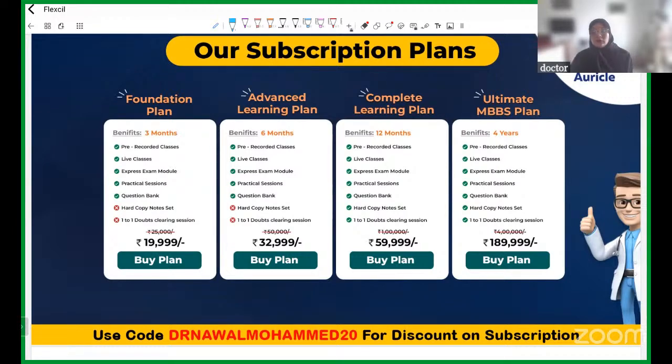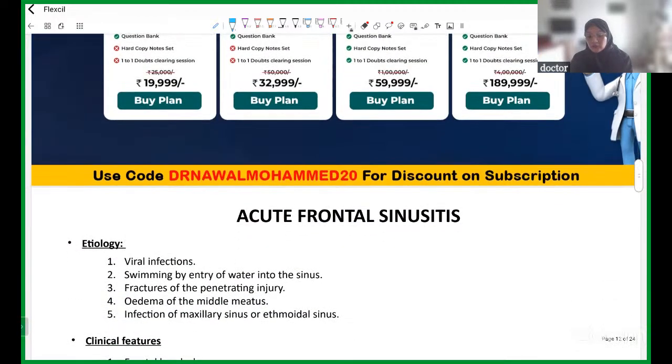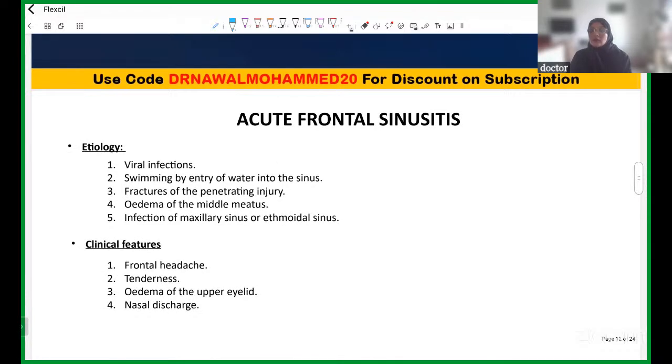Okay, all right. Now let's start. So today's topic, let's start from acute frontal sinusitis. Now, acute frontal sinusitis can be asked for a 4-mark question, and you have to present it as etiology, clinical features, treatment. Treatment is divided into 2 sets, medical, surgical.